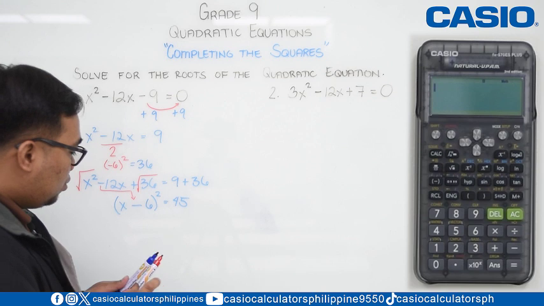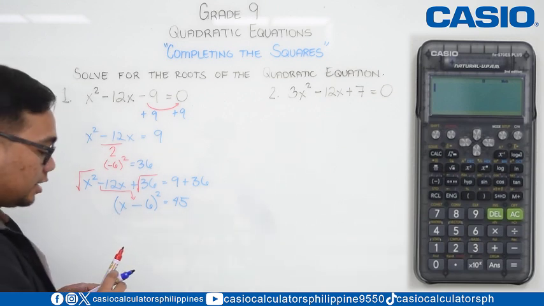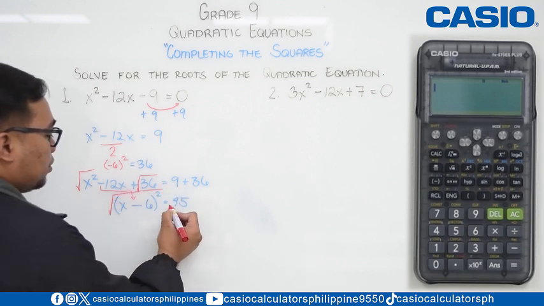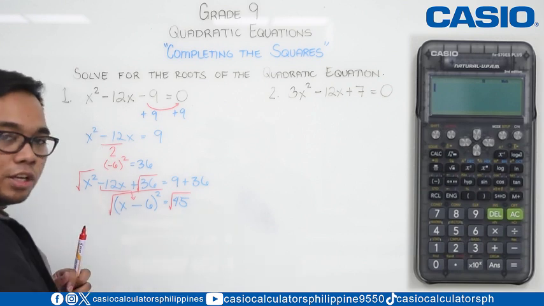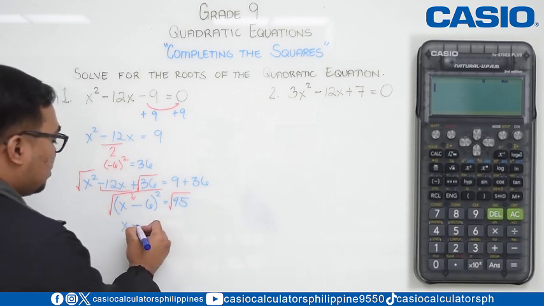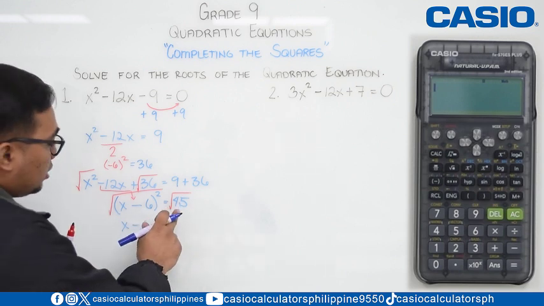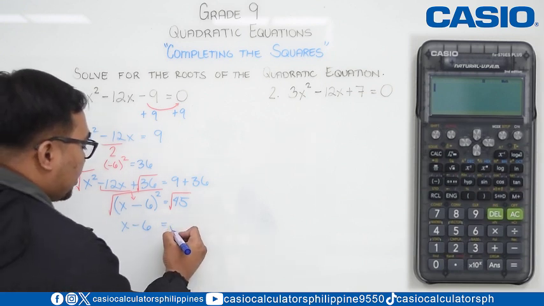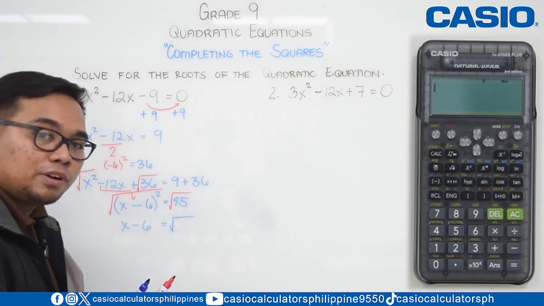Next, what we need to do is to simply get the square root of both sides of the equation to solve for the value of x. So we need to get the square root of both sides. So the left side of the equation will now be x minus 6. And square root of 45, since 45 is not a perfect square, we need to express that into something that can be extracted as a perfect square.